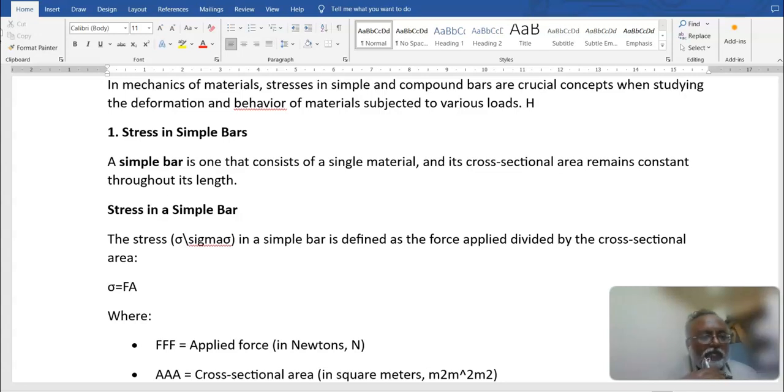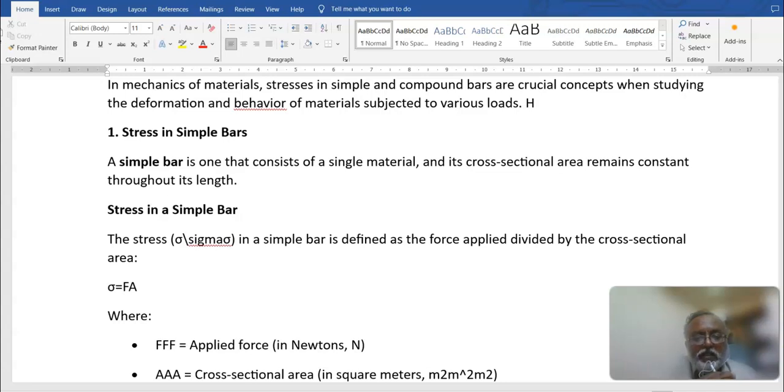The stress in a simple bar is defined as the force applied divided by the cross-sectional area. That is, sigma is equal to F by A, force by area.